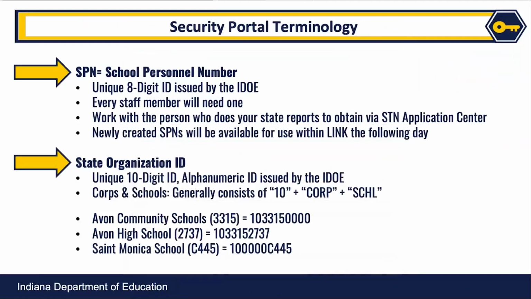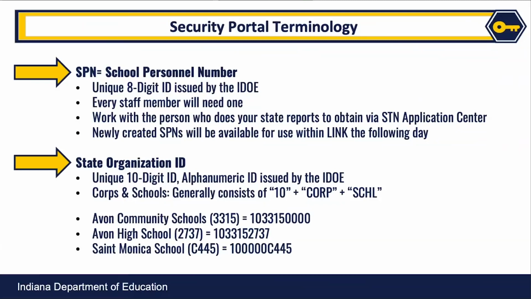I want to expand a bit more on a few of the fields needed. School Personnel Number. This is a unique 8-digit identifier issued by the IDOE. All staff requiring access to IDOE applications must have one. To obtain an SPN, please work with the person who does your state reports. This person will log into the SDN Application Center and perform a lookup on existing SPNs. They'll need the staff member's date of birth and last 4 Social Security number. Upon finding no matches for a non-certified staff member, they may request an SPN number be assigned. Newly created SPNs will be available for use within LINC the following day.